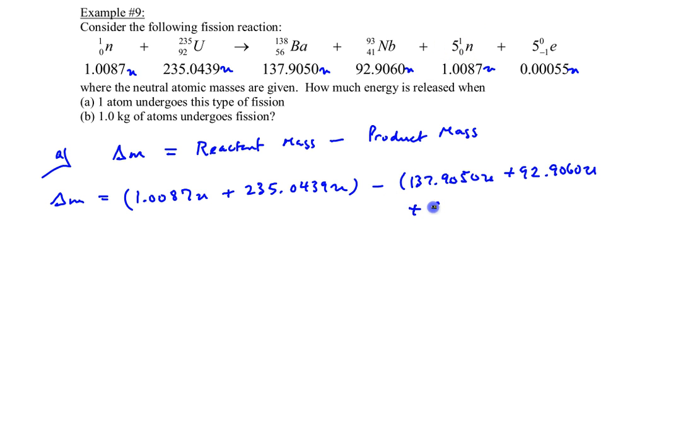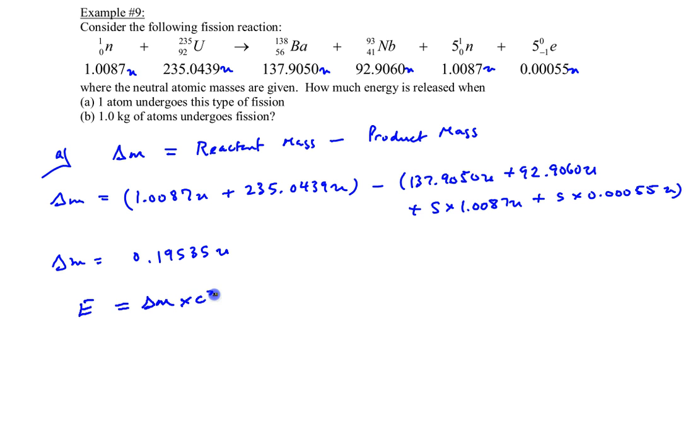That should be equal to 138 plus 93 plus 5. All right, so we have 5 times 1.0087 U's. Those are the neutrons. And then we have 5 electrons, and a lot of times we don't even include these because they have really small mass, but we're going to include it, 0.00055, and these are electrons. Electrons normally are not included because they have very small mass, but since it is being included, let's use it. And I get a mass defect of 0.19535 atomic mass units.